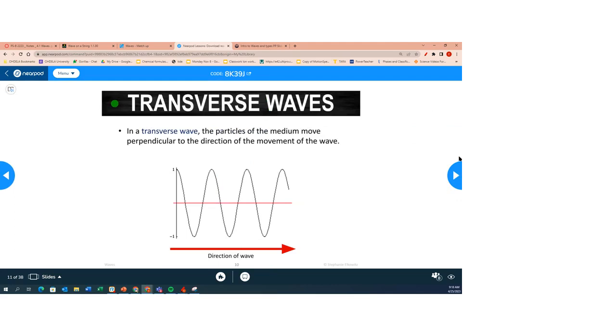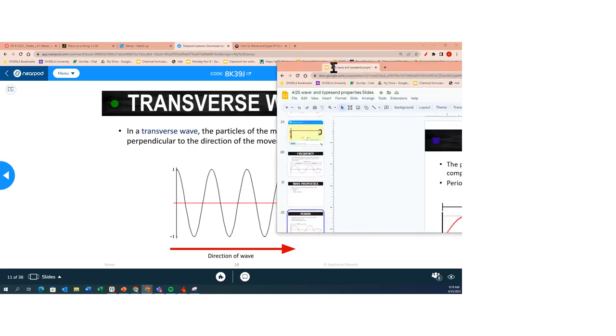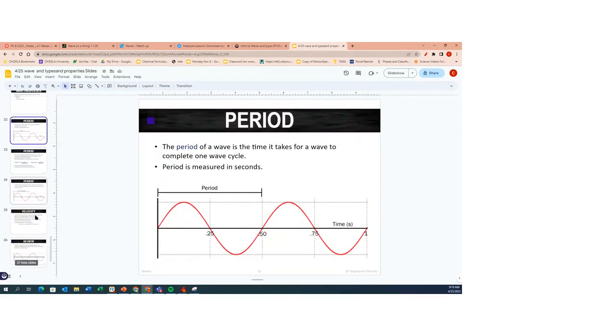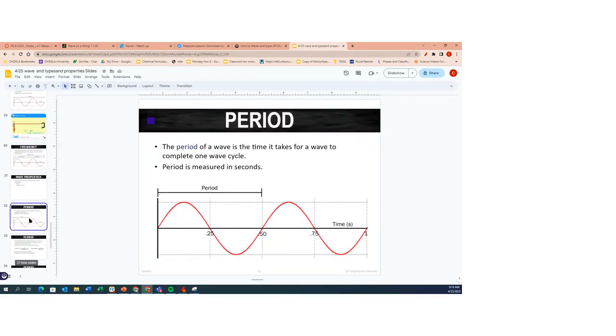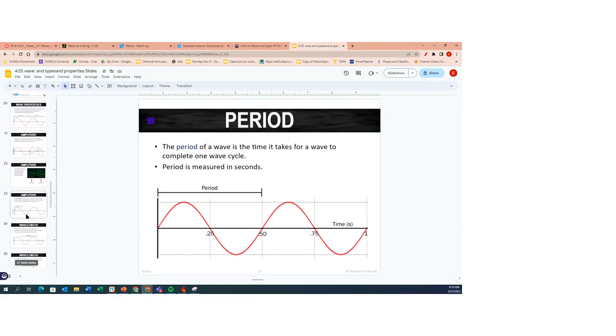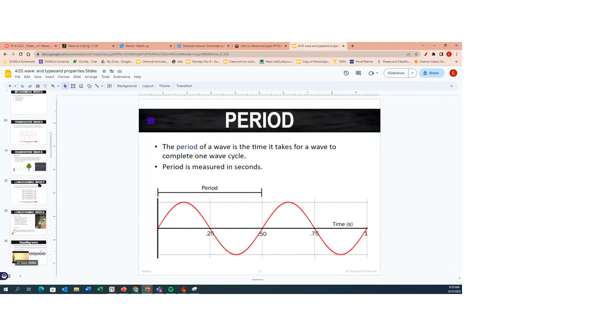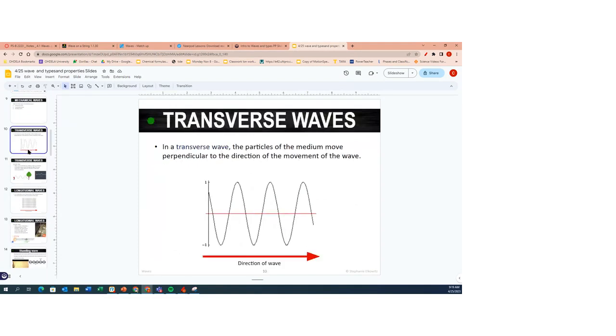So I'm going to go over to this one here. Let's see, my intro. Okay, that doesn't seem like the one. It's not giving me the pictures I want. Oh, here we go. Transverse waves. Let me go back over here.